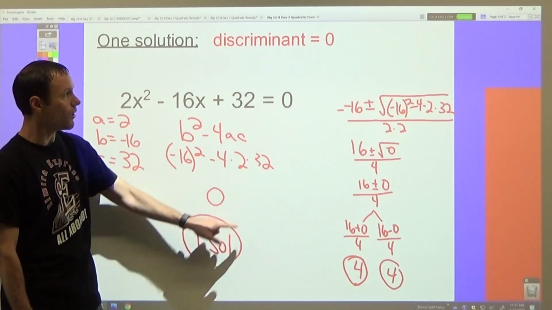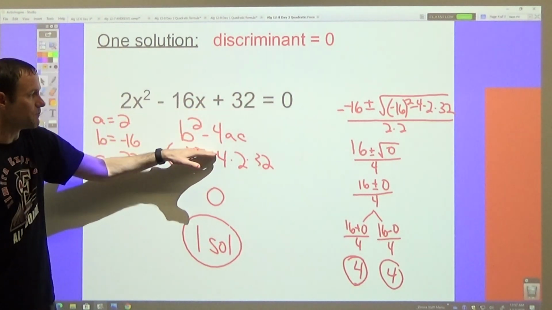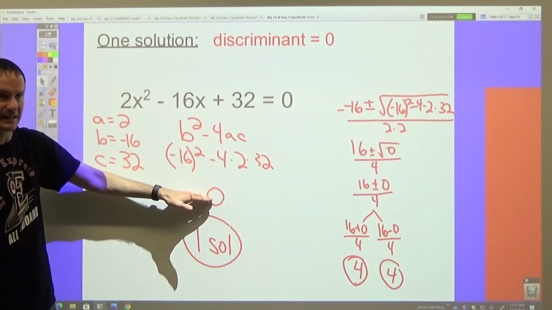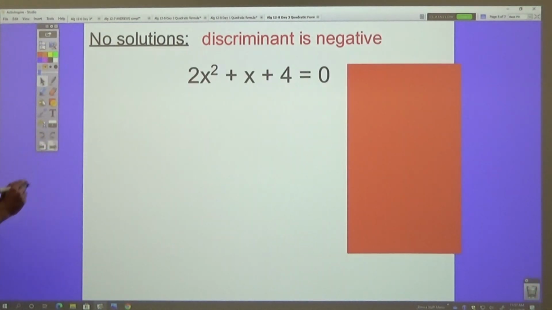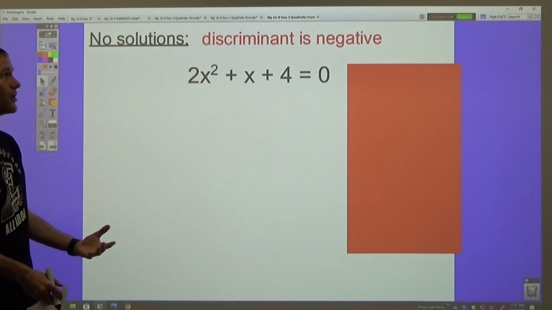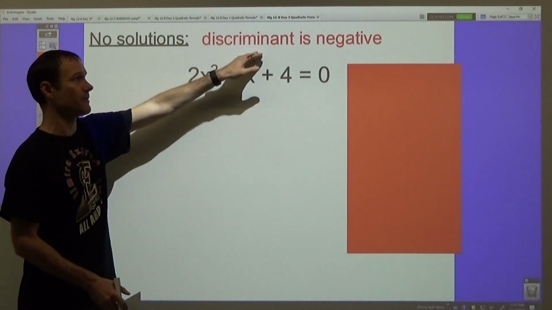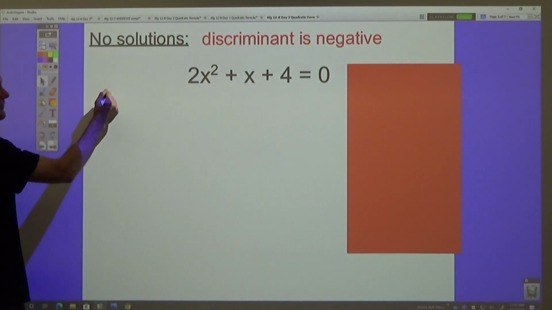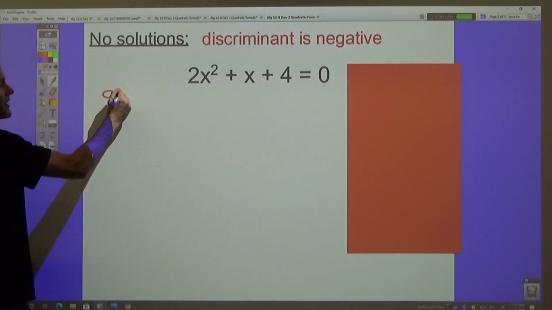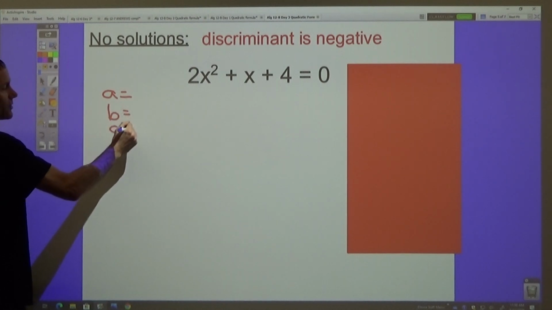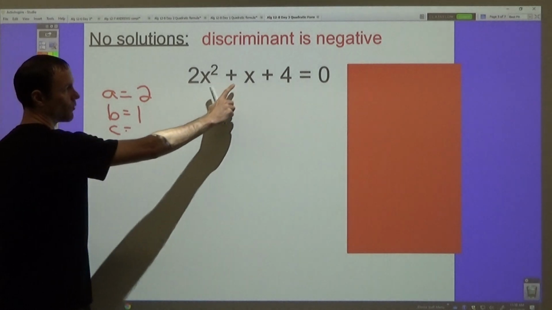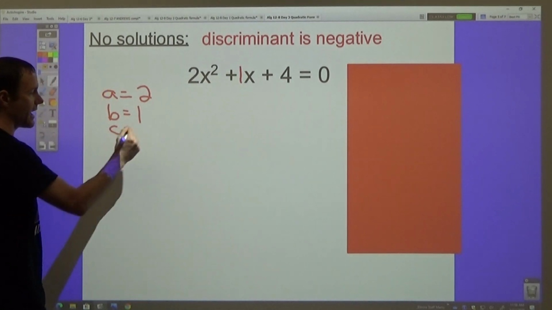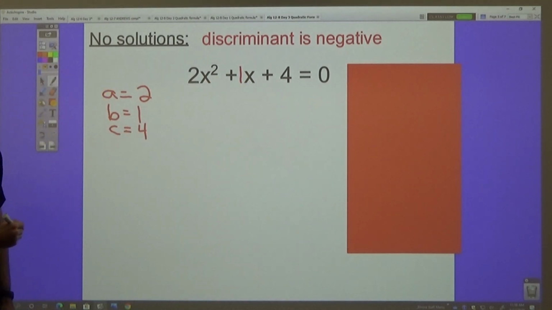And again, that had one solution because when we did b squared minus 4ac, we got the discriminant equal to 0. For no solutions, what no solutions is going to look like is the discriminant is going to be a negative number. So again, the first thing that you want to do is identify your a, your b, and your c. Your a would be 2, your b would be 1, because remember there's really a 1 in front of that x, and your c would be 4.